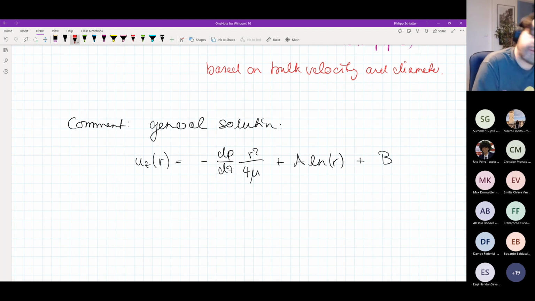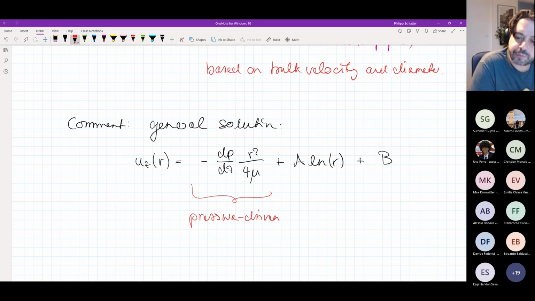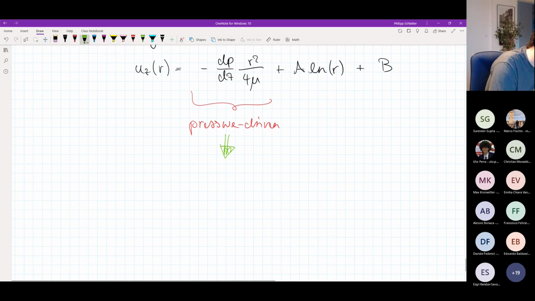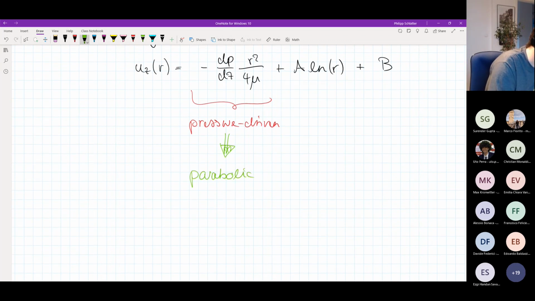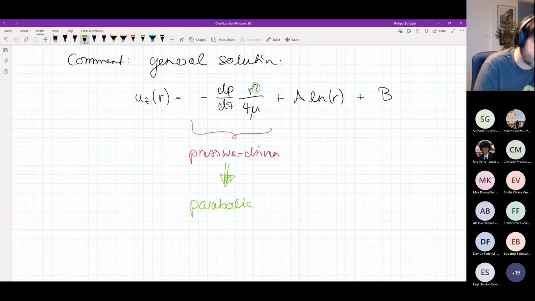So what do these terms actually correspond to? Well, the first term, the dp dz times r squared divided by 4 mu, essentially comes from the influence of the pressure. So this is the term that is active if we have a pressure-driven flow, like a channel flow or a pipe flow. And the result of that is essentially parabolic, meaning this will give rise to a parabolic velocity profile because there's an r squared here.